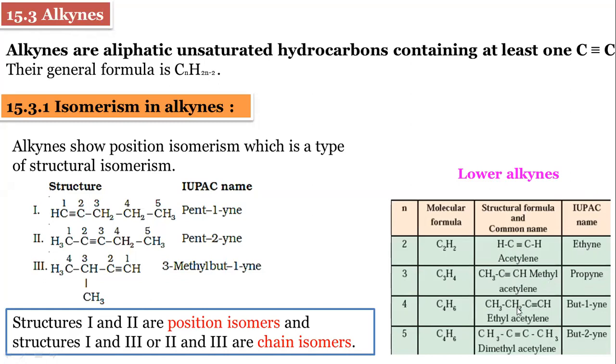When there are 4 carbons, it is butyne, but position is important. But-1-yne indicates there is a carbon-carbon triple bond on the first carbon. See, this is 1, 2, 3, 4. So that's why it is but-1-yne. This is but-2-yne, meaning the second carbon has the carbon-carbon triple bond. This is number 1, 2, 3, 4. Or you can give the numbering from the right hand side or left hand side because it is a symmetrical alkyne.